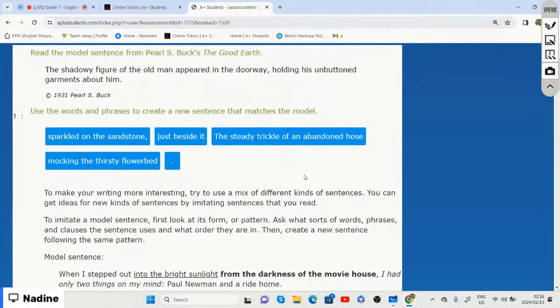So we basically put that in order, and when we put it in order, we say that the steady trickle of an abandoned hose sparkled on the sandstone, mocking the thirsty flower bed just beside it.